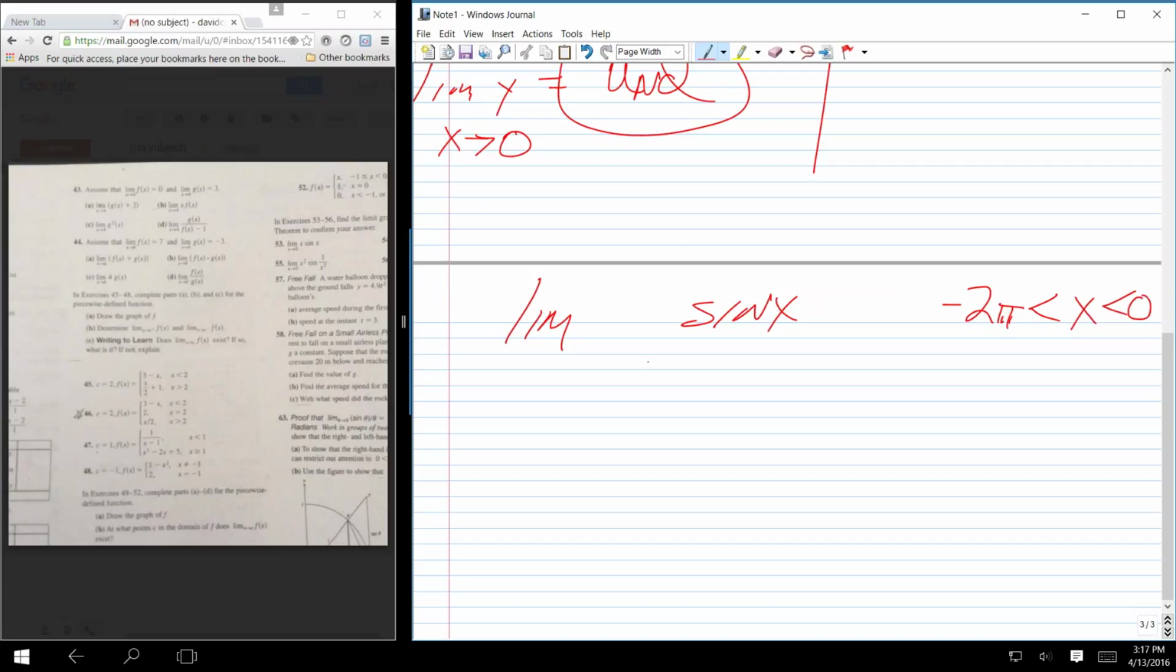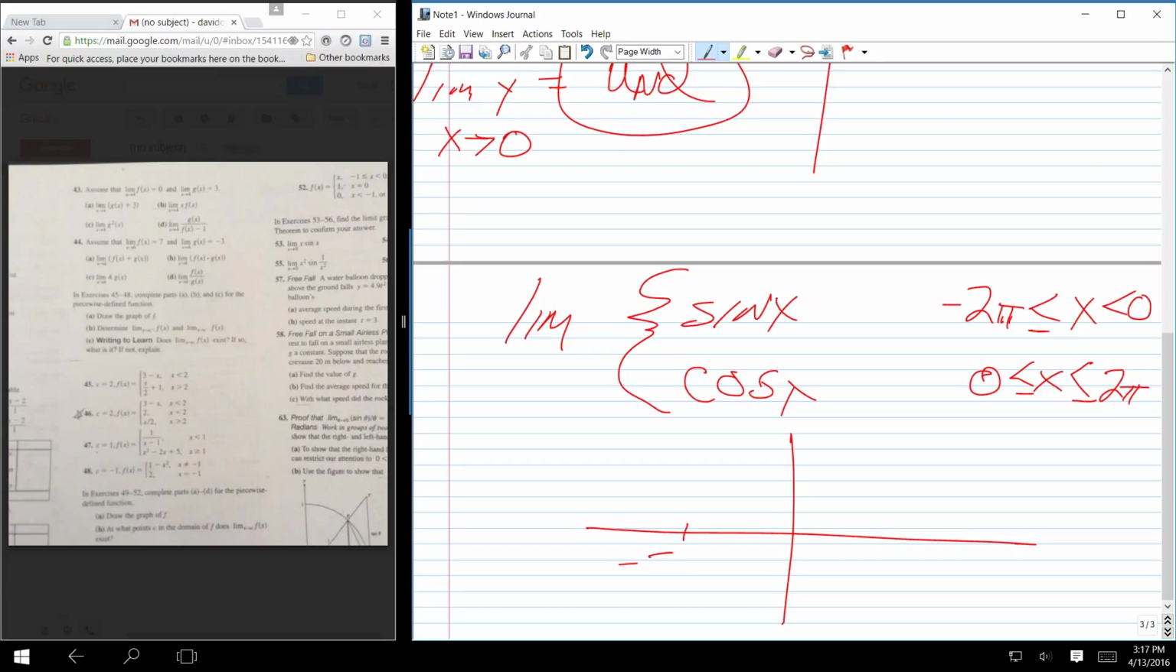Okay. And then that should be negative 2 pi is less than or equal to x, which is less than or equal to 0, and cosine x for 0 is less than or equal to x, which is less than or equal to 2 pi. So on the interval from minus 2 pi to plus 2 pi, let's just draw it. There's minus 2 pi. There's plus 2 pi.